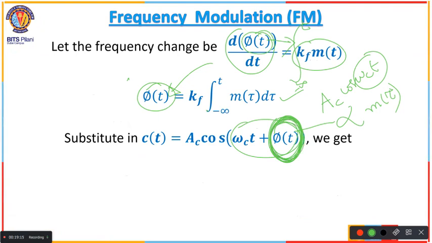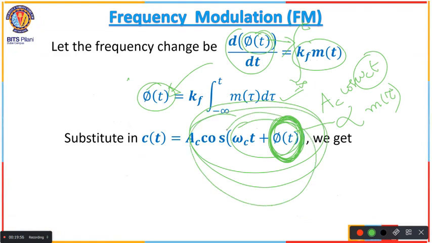Now for phi of t, you have an expression right now, yes or no? If you want to see the instantaneous angle, you have one representation for phi of t. If you want to see the instantaneous frequency, you have another representation in terms of phi of t. That means we can split this equation, one to represent it as a phase modulation, one to represent it as a frequency modulation. Both are the same. This is your angle modulation. Try to understand this.